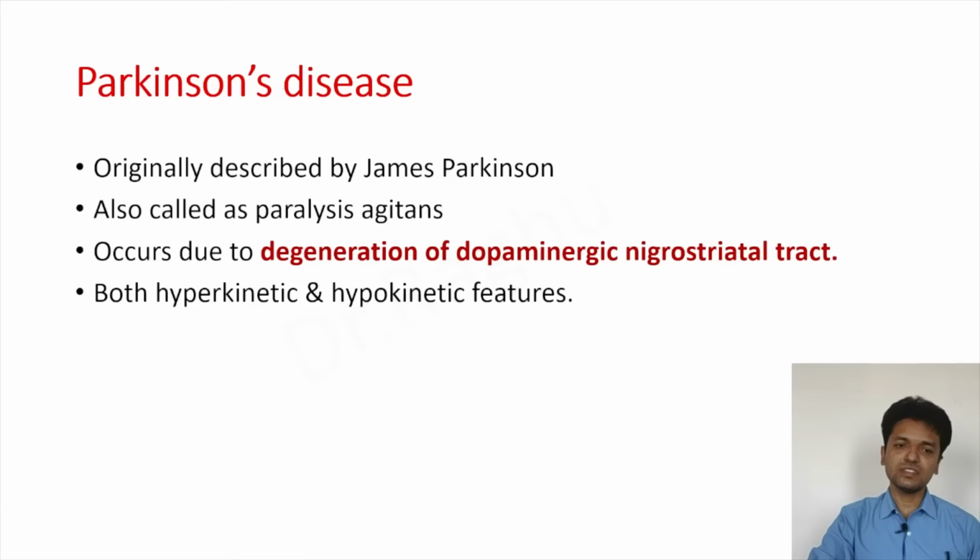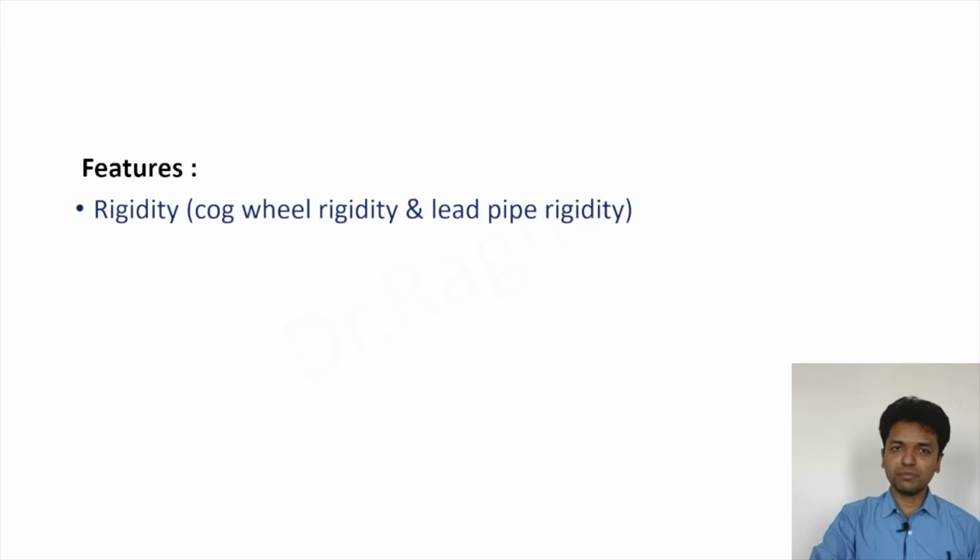Coming to the Parkinson's disease, it was originally described by a person called James Parkinson. That's why it's called Parkinson's disease. It is also called paralysis agitans. Why does this occur? This occurs because of the degeneration of the nigrostriatal tract. And in the Parkinson's disease, mind you, because there is an imbalance between excitatory and the inhibitory influence, we are going to see both hyperkinetic and hypokinetic features.